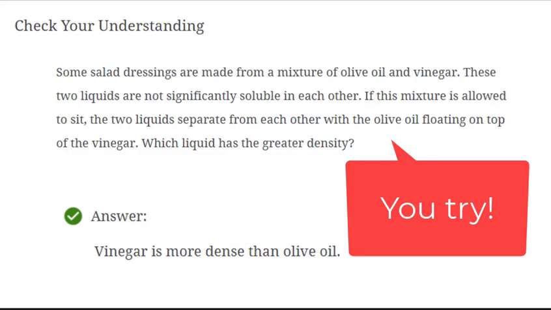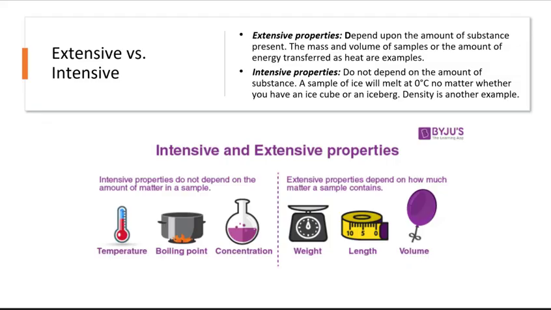Hopefully you saw the vinegar is more dense than the olive oil. Moving on to our next topic, we are going to look at extensive versus intensive properties. Extensive properties depend upon the amount of substance present. The mass and volume of samples or the amount of energy transferred as heat are examples of this. Then we also have intensive properties, and intensive properties do not depend on the amount of a substance.